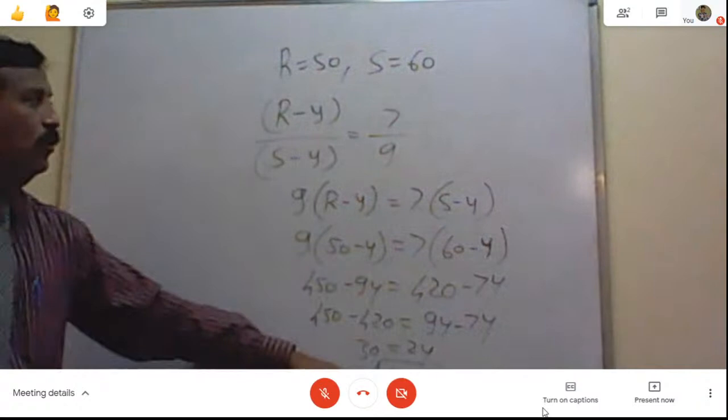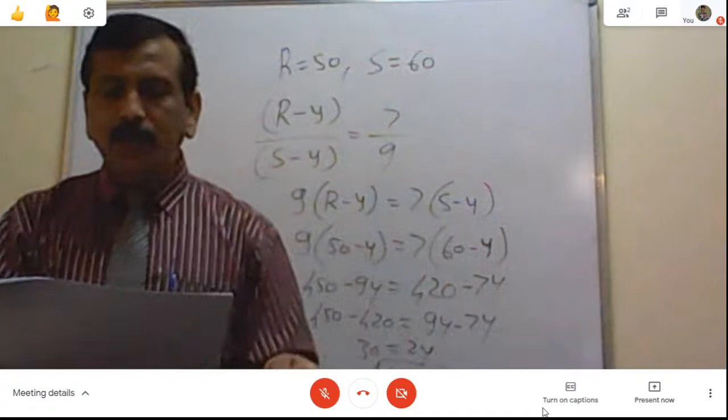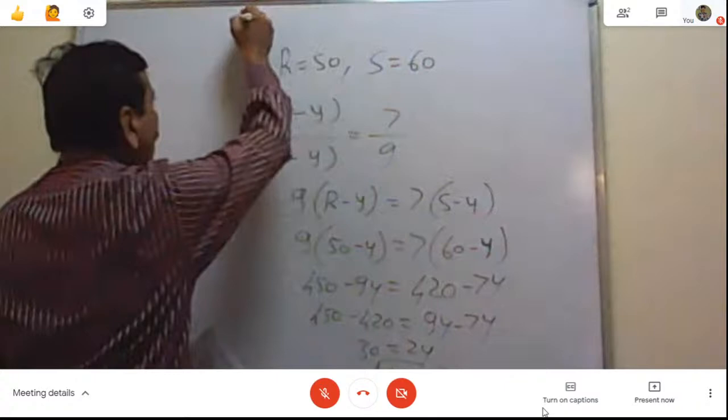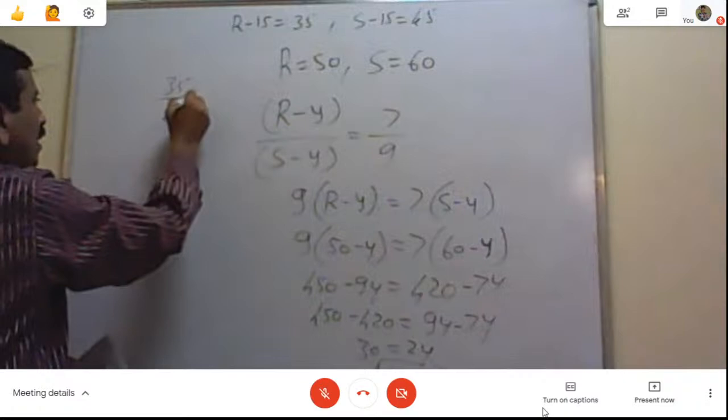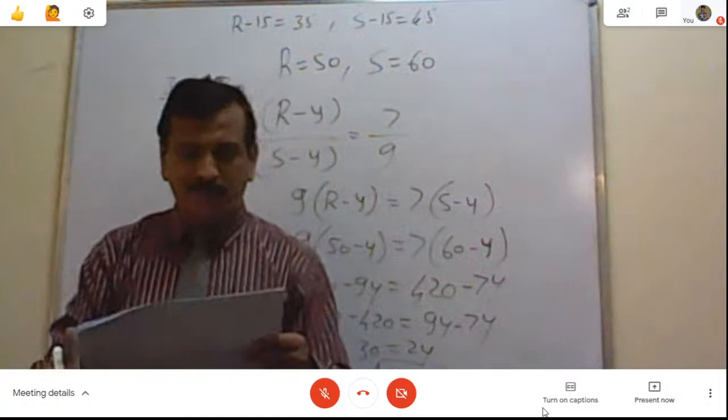The moment we say that, it means 15 years ago, the ratio of their ages was 7:9. 15 years ago, R minus 15 will be 35 and S minus 15 will be 45. And the ratio of 35 upon 45 is 7:9. So the answer is verified. Okay. We'll go for the next example.